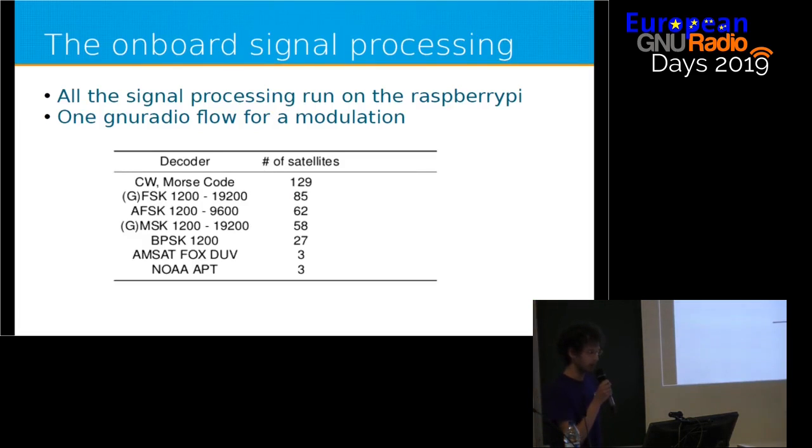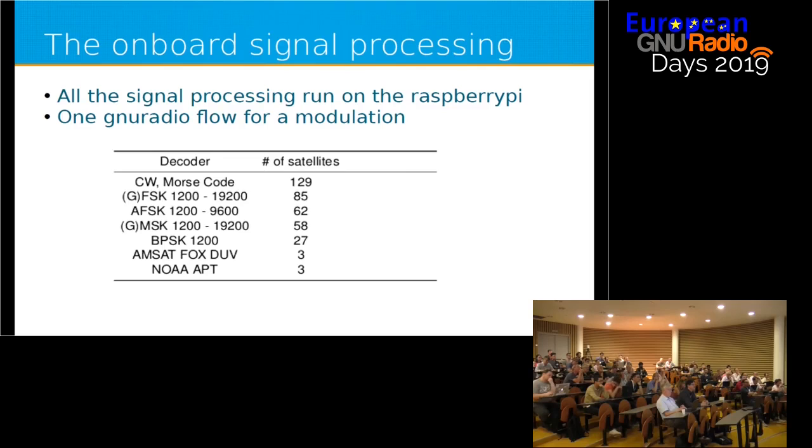So now, the signal processing that occurs on board. All the signal processing runs on the small Linux computer, the Raspberry Pi. So there is not a lot of horsepower available to run the flow graph, so we need a few tricks to be able to do it. We have one GNU Radio flow for each modulation. Today we are able to decode quite a lot of different modulations, but it's nearly always the same.